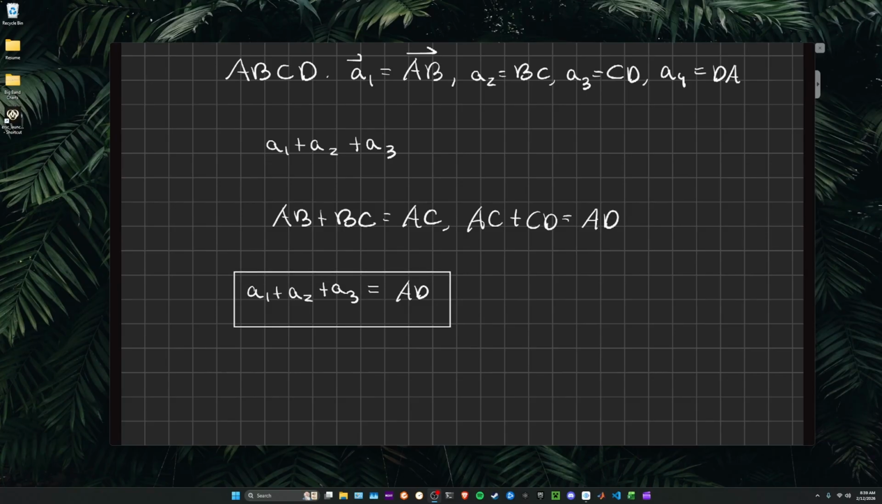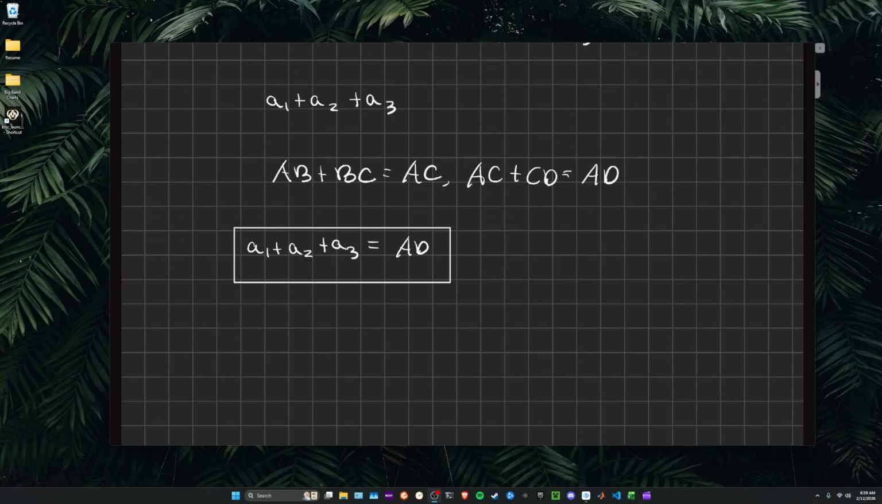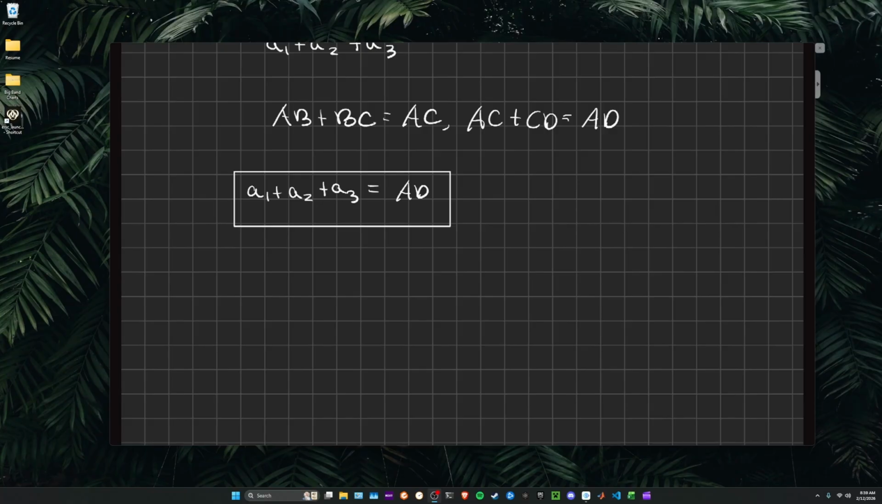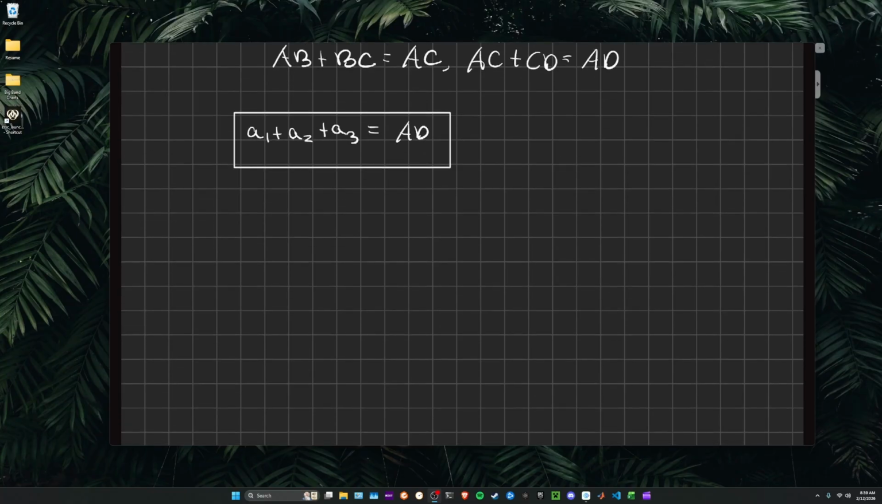So try to see if you can do that on your own, just using this idea of the tail to tip method. Remember, we add a vector to its tail, and then the resultant vector is given by whatever this diagonal is. But this is what the result is for the sum of these vectors. Okay, then the problem also wants us to find what A1 plus A2 plus A3 plus A4 is. So we know that A1 plus A2 plus A3 is AD. So we'd have AD plus this segment DA.